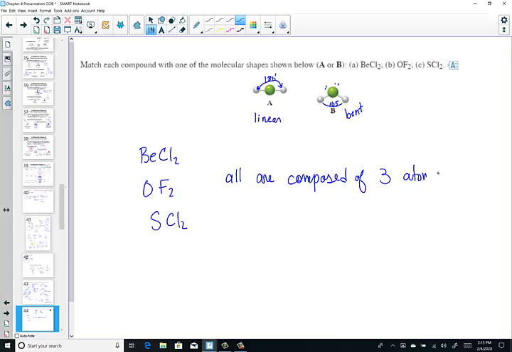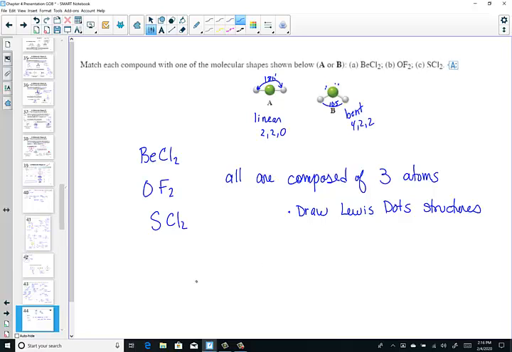Around the central atom, how do the other 2 attach themselves? And that answer lies in drawing the Lewis dot structure and deciding how many valence electrons, how many dots it has compared to atoms. So let's draw the Lewis dots and decide, will it have a bent shape, which is 4, 2, 2 on the VSEPR count, or linear, which is 2, 2, 0 on the VSEPR count.